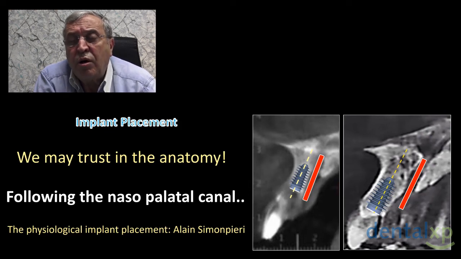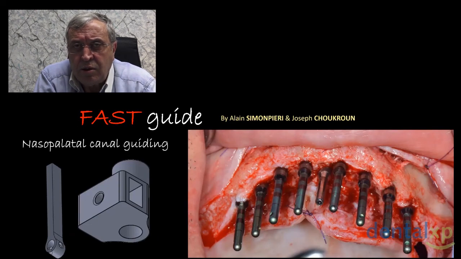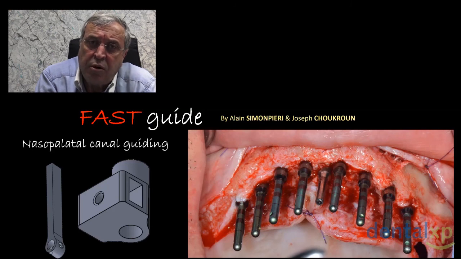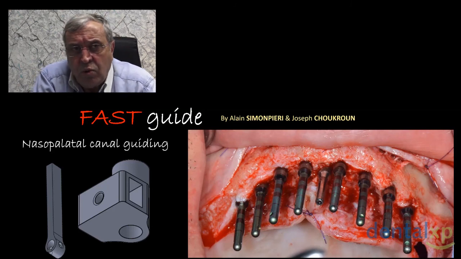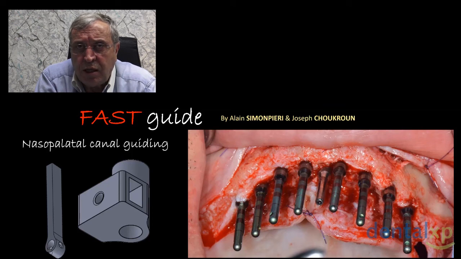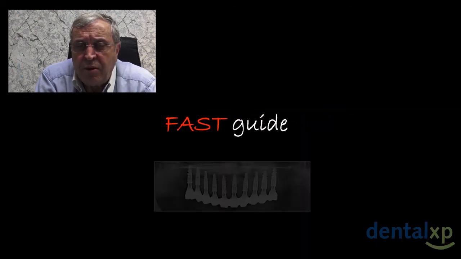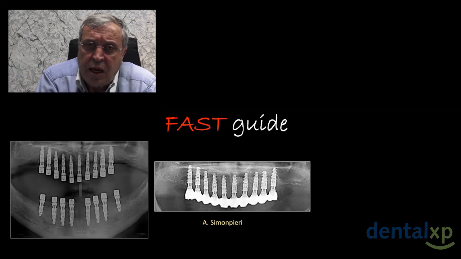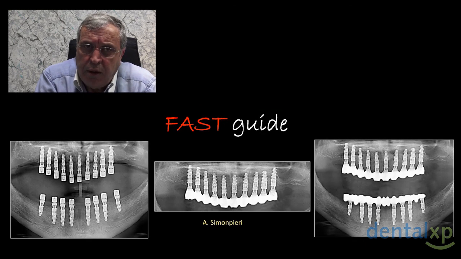Do we have to worry about the introduction of a pin in the canal? No, there is nothing into the canal. There is no risk to put a pin into the canal. And this is how we designed it with my friend Alain Simon-Pierry. He will be next August in New York in the Dental XP meeting. We designed the fast guide because we use the nasopalatal canal to place the implants in the right axis and totally parallel. This is how we can see the action of the fast guide.